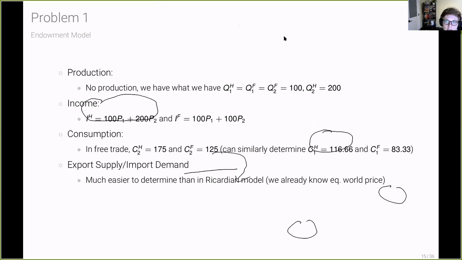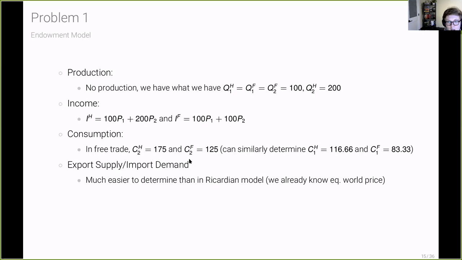Okay, so in this slide, I'm restating everything that we know. I'll leave it to you as an exercise to determine how much foreign and home are going to consume of good 1. But now that we have all this, we can finally move on to export supply and import demand. This is much easier to determine than in the Ricardian model, namely because we already know what the world price is going to be when we open up to trade. I already derived it a couple steps ago.